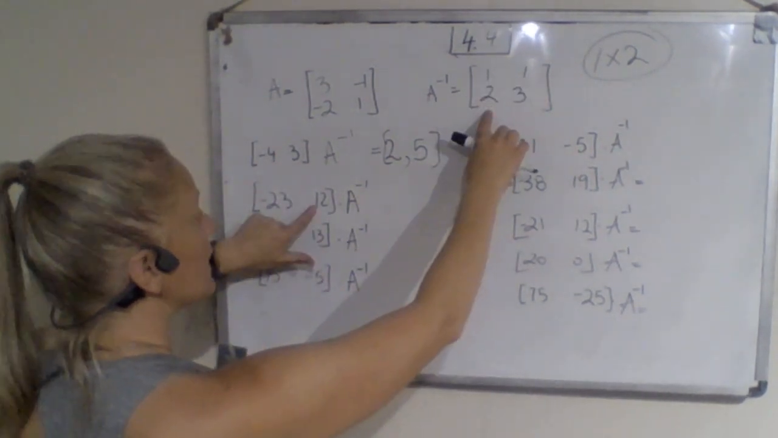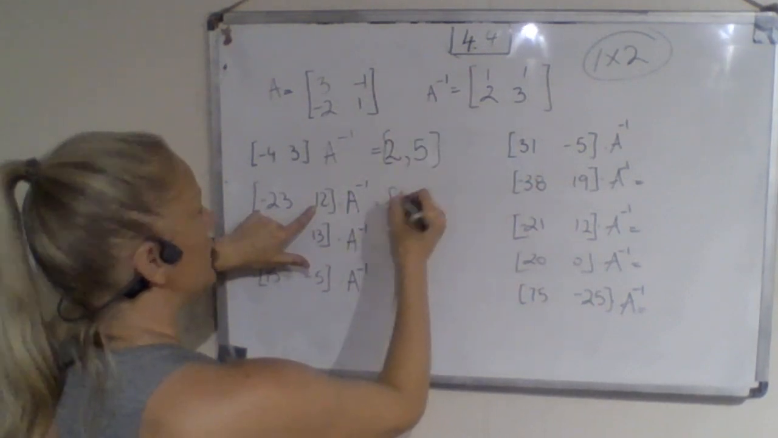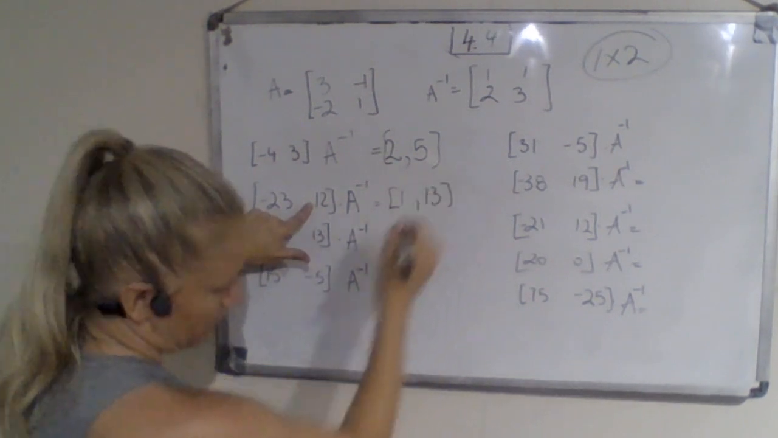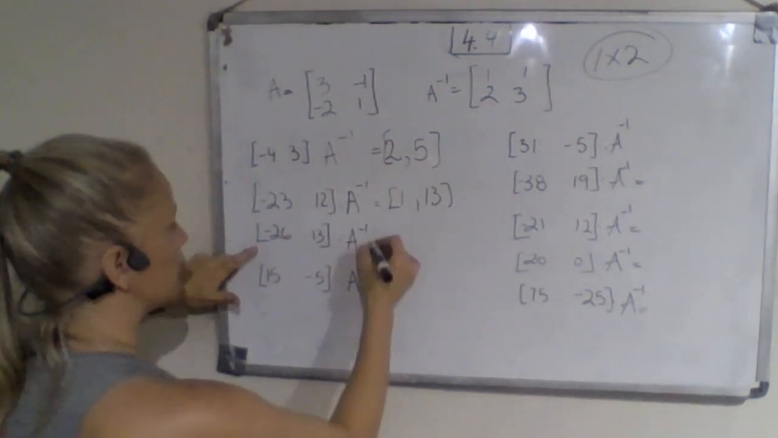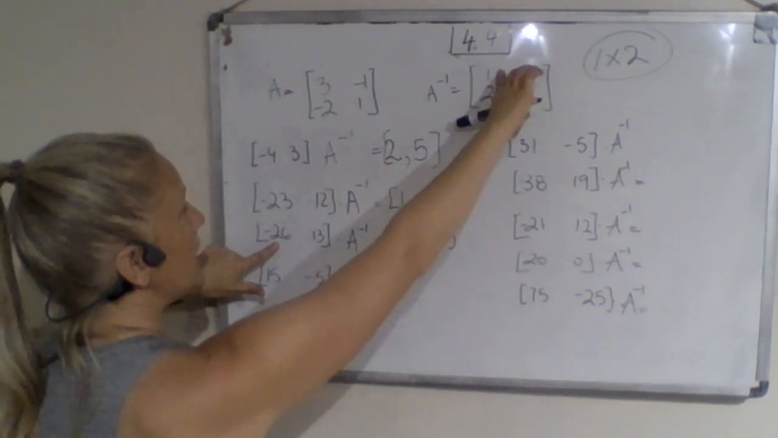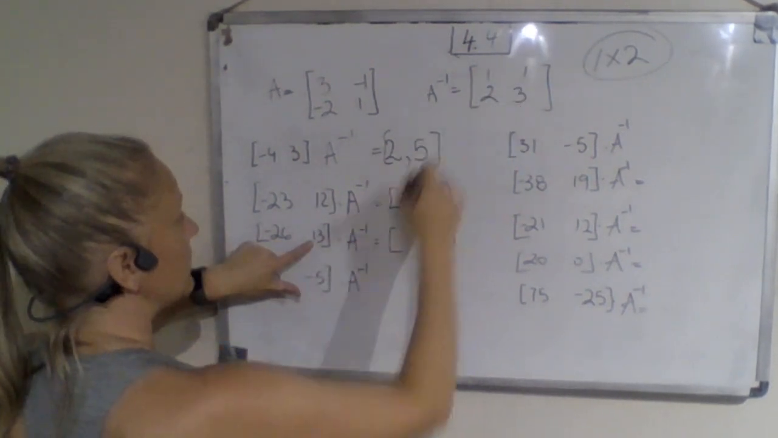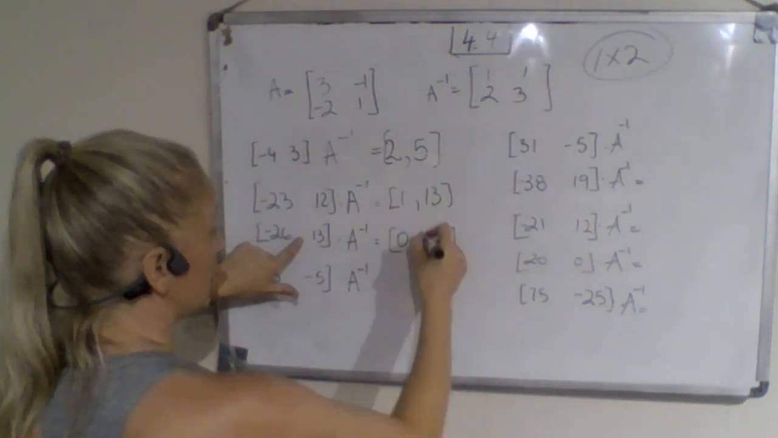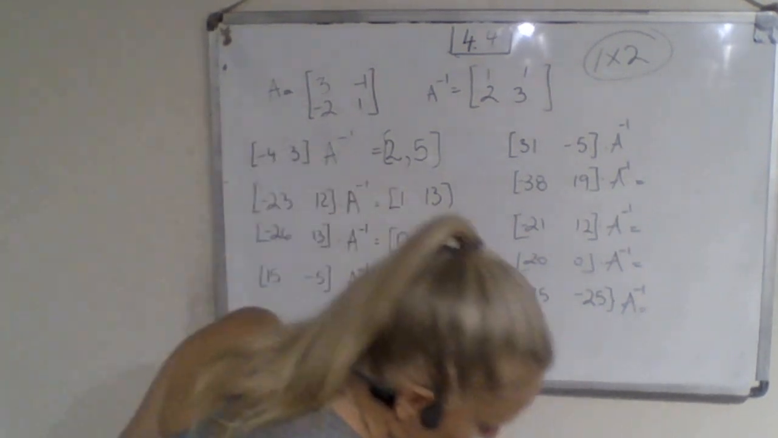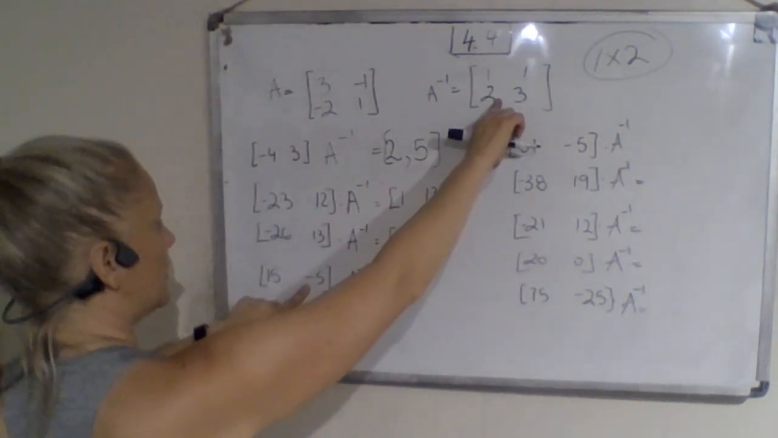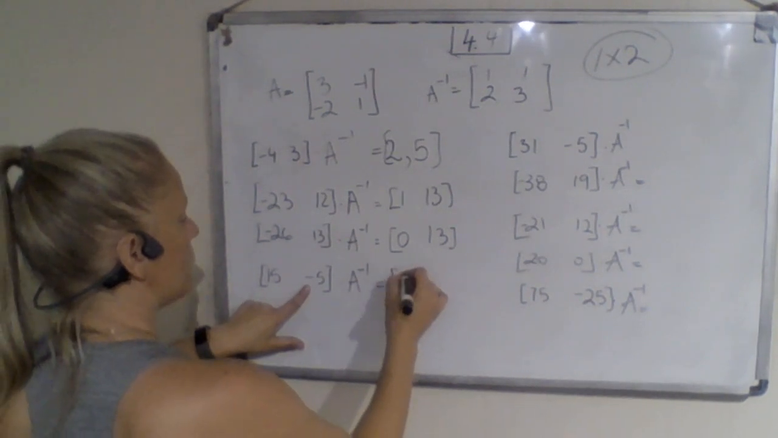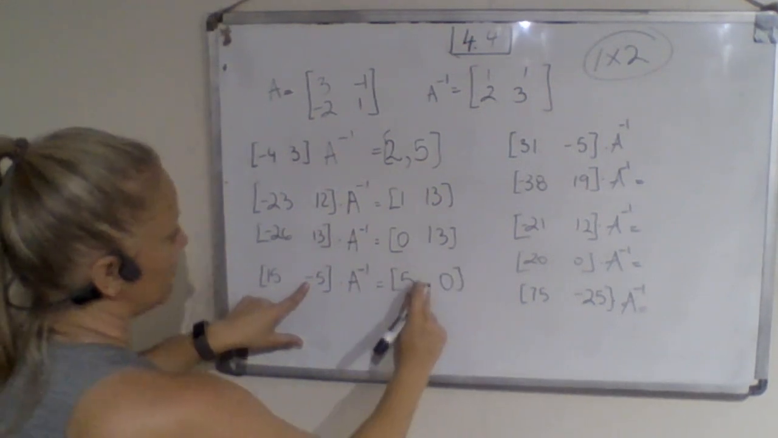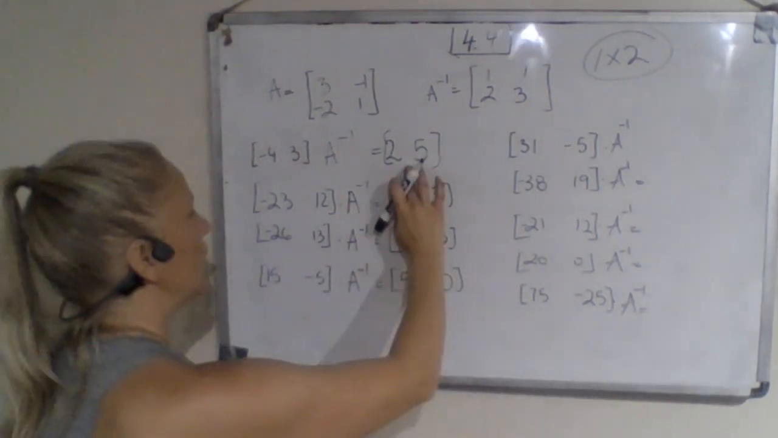Negative 23 plus 24 gives me a 1. Negative 23 plus 36 gives me a 13. If I'm not crazy. I'm checking with the book always because I don't trust myself at all times. Negative 26 times 1, negative 26, plus 26, 0. Negative 26 plus 39 gives me a 13 again. Is 0 and 13? I sure hope so, yes. 15 minus 10 gives me 5. 15 minus 15, I get a 0. I know I keep putting commas there. They're not supposed to be in there, but I always tend to put it.